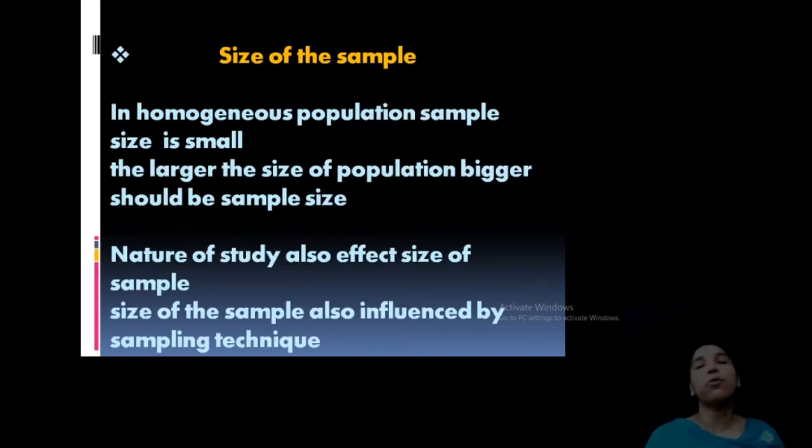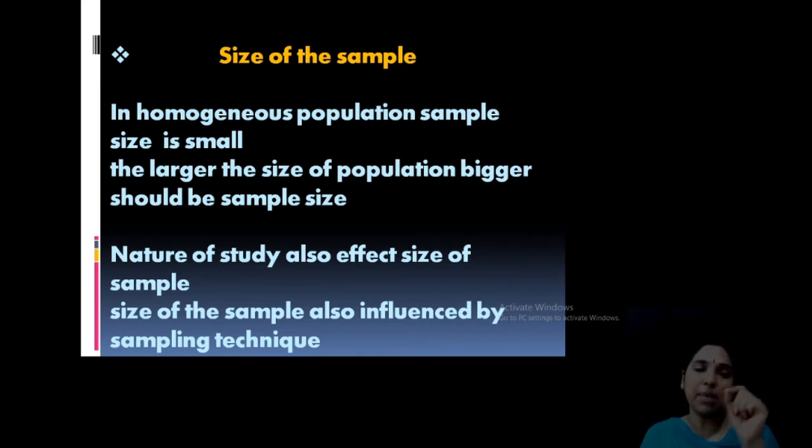Then what about the size of the sample? How will you determine the size of the sample? In a homogeneous population, there is no problem. Everything is correct, everything is uniform in size, shape, or whatever the character. So no need to take a huge number of samples. Sample size is small. But when you are considering a heterogeneous population, or when the population size is larger, you should also increase the size of the sample.